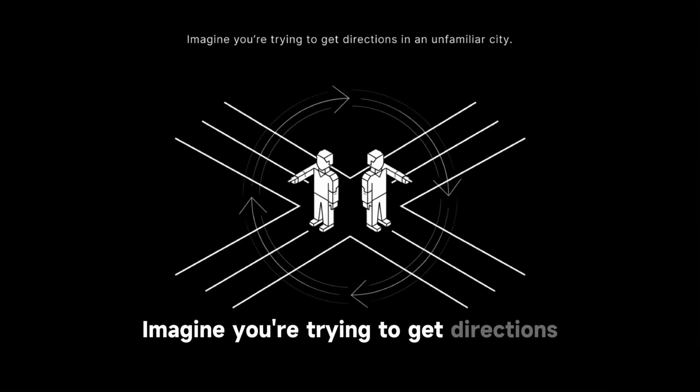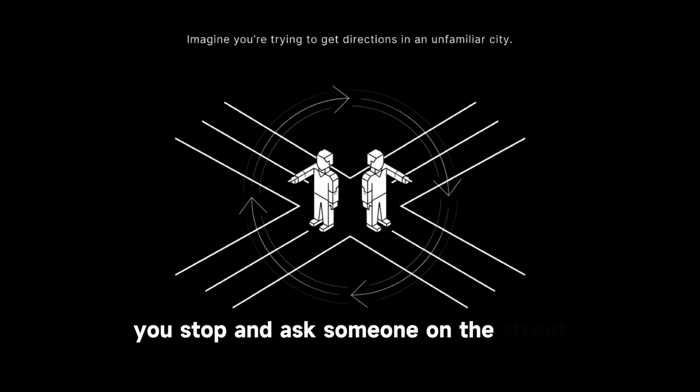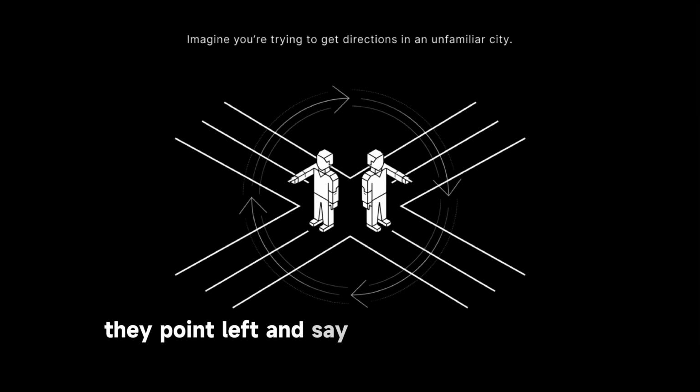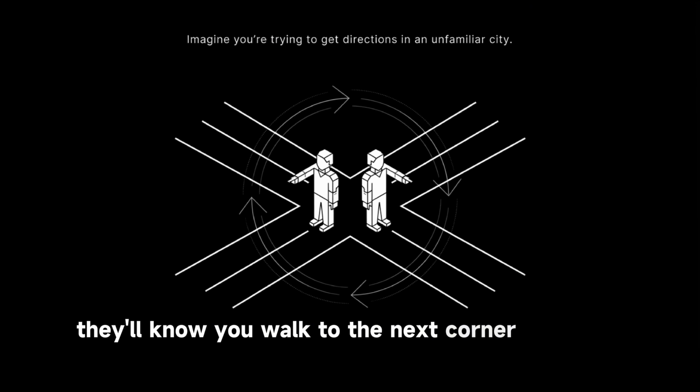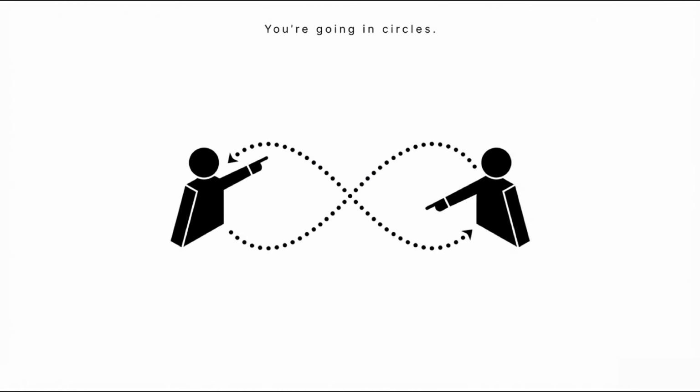Imagine you're trying to get directions in an unfamiliar city. You stop and ask someone on the street. They point left and say, "Ask at the next corner, they'll know." You walk to the next corner, ask again. That person points back the way you came and says, "Ask back there, they'll know." You walk back. That person points left again.